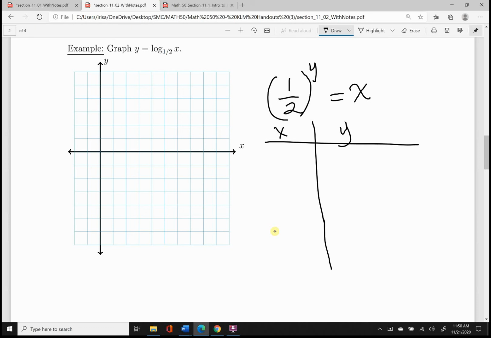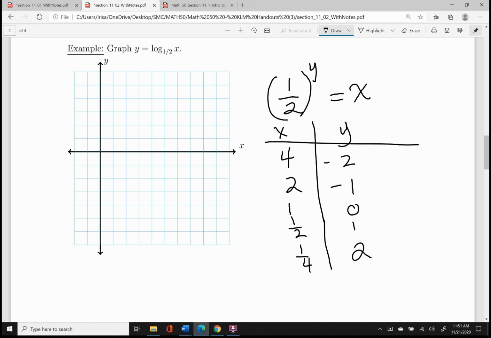Do your standard 5 inputs in for y, not x this time. A little switcheroo. What's 1/2 to the -2 power? Well, flipping it, we'll give it 2 to the second power, which will be 4. 1/2 to the -1 power, that'll be flipping the 1/2 outright, which will be a 2. To the 0 power will be a 1. To the first power will be 1/2. And to the second power will be 1/4.